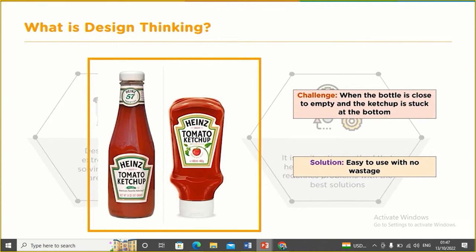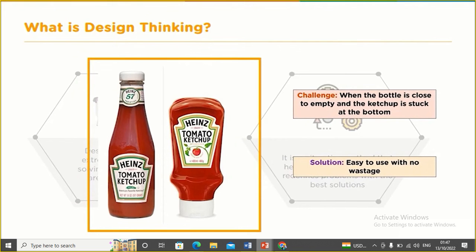So you can look at this tomato ketchup. The problem that exists in this container is that when the ketchup is very less, when it is becoming empty, it is very hard to take the remaining ketchup when it is less in quantity. Okay, so this was the problem faced by the consumers.